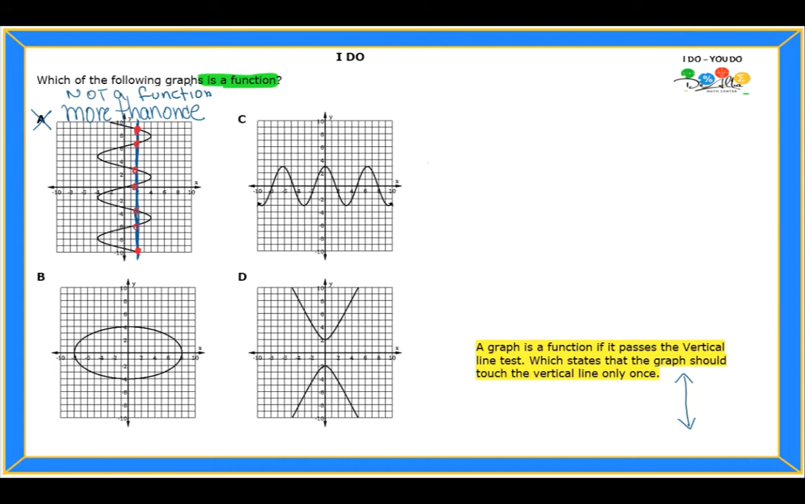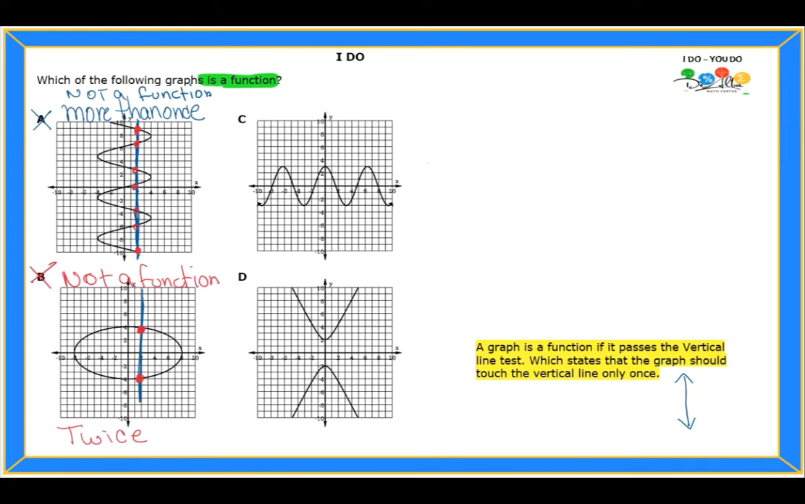Let's look at B, and we're going to do the same thing. I'm going to draw a vertical line right there. Let's check how many times my graph is touching that line. Twice. And if you tell me, Miss, I actually did the line on the left side, well, you should still have it touching the vertical line twice. So this is not a function, and it cannot be B.